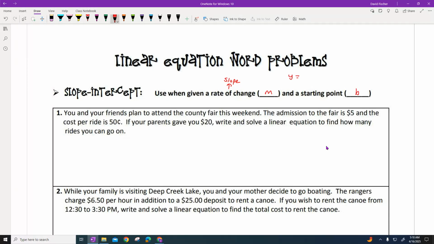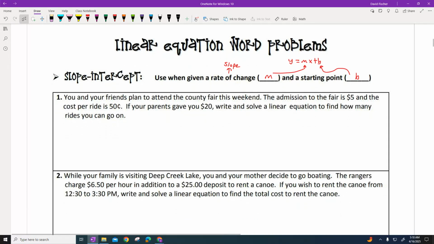So again, y equals mx plus b. We're going to put the slope right there. We're going to put the b right there. All right. So now, just like the last time we had word problems about a month ago, we're going to read through this problem, but then we're going to look for these two things, m and b.